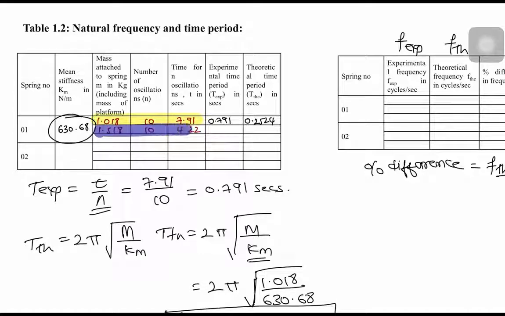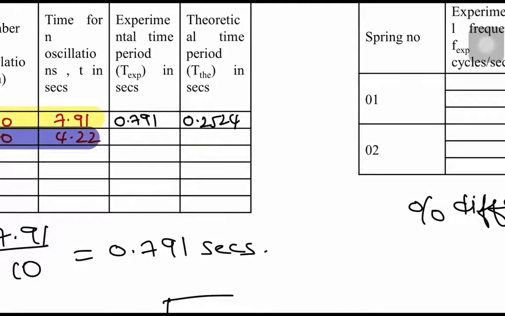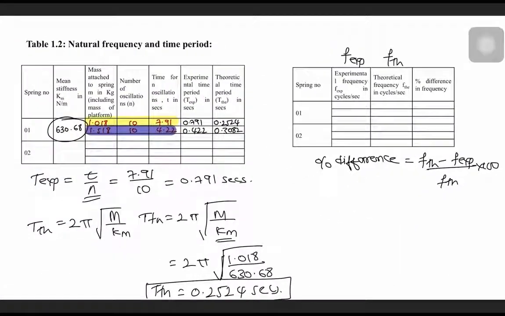Similarly, you can calculate for the other readings, which is this. You can use the same procedure for calculating the values of this. So it comes around 0.422 seconds and this comes around 0.3082 seconds.